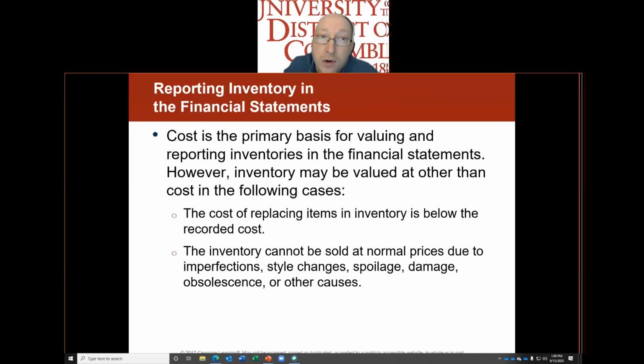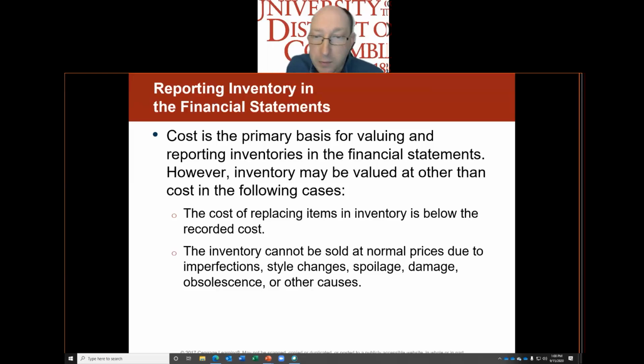Okay, what else do I want to show you? Okay, reporting inventory in the financial statements. Cost is the primary basis for valuing and reporting inventories on the financial statements. However, inventory may be valued other than at cost in the following cases.